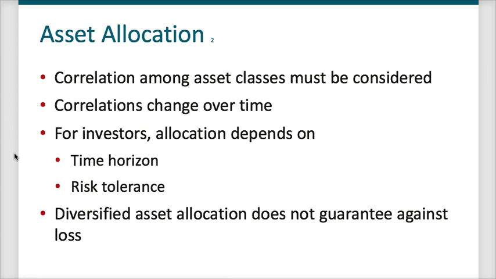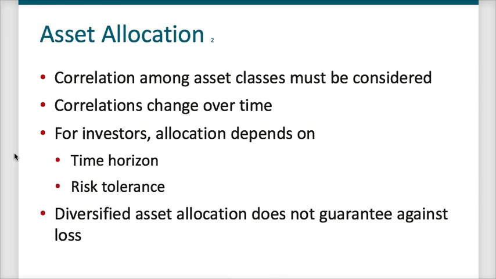Now, we learned about correlation in the last chapter, so you want to look at the correlation between asset classes. We have to consider how often stocks move in the same pattern as bonds, and how often gold moves in the same pattern as stocks or bonds. This correlation changes over time, but for investors, the allocations can depend on your time horizon and your risk tolerances.